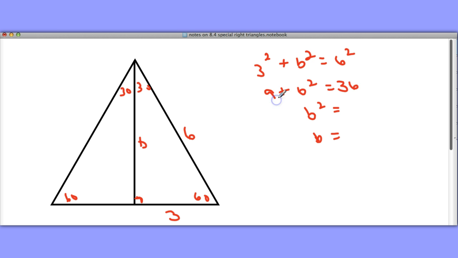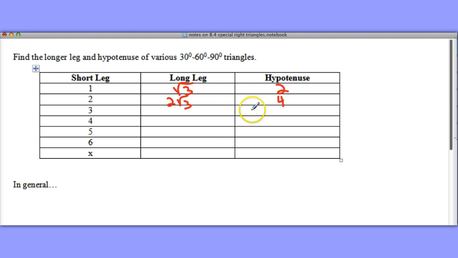3 squared is 9. I subtract 9 from 36, I get 27. 27 is not a perfect square. It's 9 times 3, and the square root of 9 is 3, so 3 root 3. So 6 for the hypotenuse, 3 root 3 for the long leg. Let me fill that in on my chart.